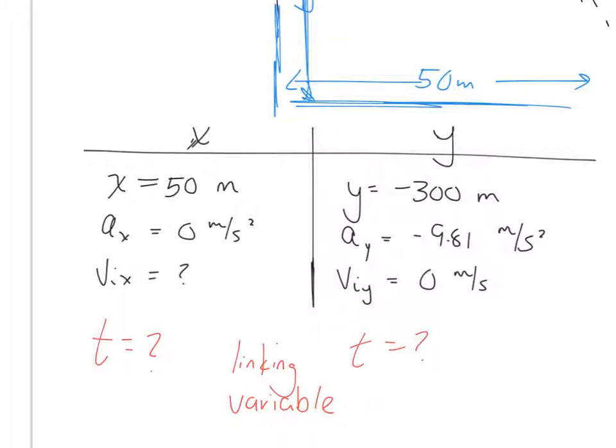I call it the linking variable for a reason. And you're going to see another thing this year that's called the linking variable also. The reason it's called the linking variable is because it links the directions together. It's the one thing that is constant in both x and y directions. Is this always true for everything? Yeah, for any two-dimensional problem, time is always your linking variable.